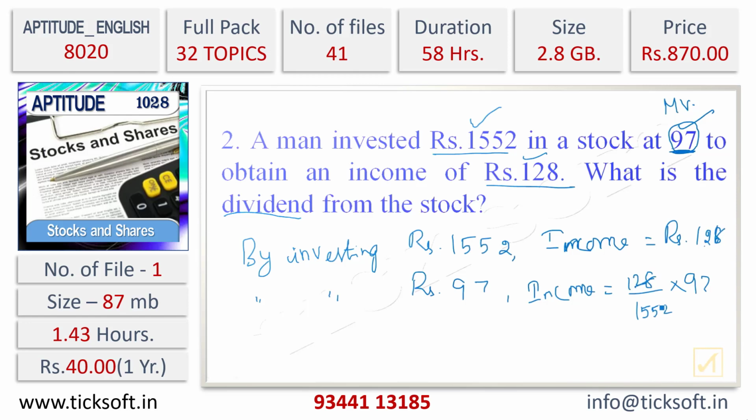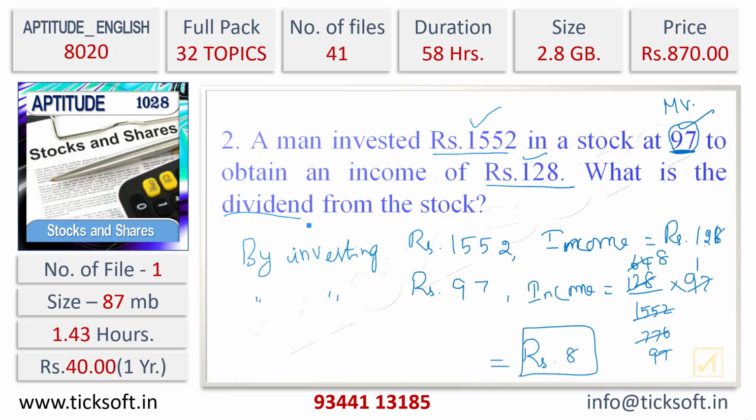Now if we cancel these two values by using the common factor 2, then what will we get? 64 into 2 is 128, and 776 into 2 is 1552. Again if we cancel these two values by using the common factor 8, then what will we get? 8 into 8 is 64, 97 into 8 is 776, and 97 divided by 97 is 1. So 1 into 8 is equal to rupees 8. So this is the income. But here we have to find the dividend.